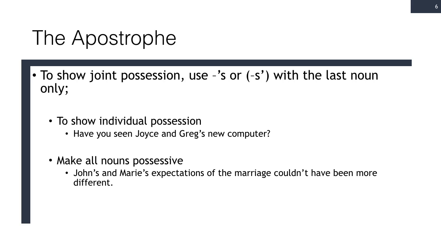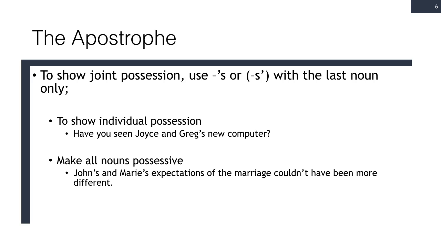All right. So you would use an apostrophe to show joint possession. And here you would use either an apostrophe S or S apostrophe with the last noun only. So if you want to show individual possession, so in this sentence, Joyce and Greg, in essence, own one computer, right? They own it jointly. So it's just considered an individual possession.